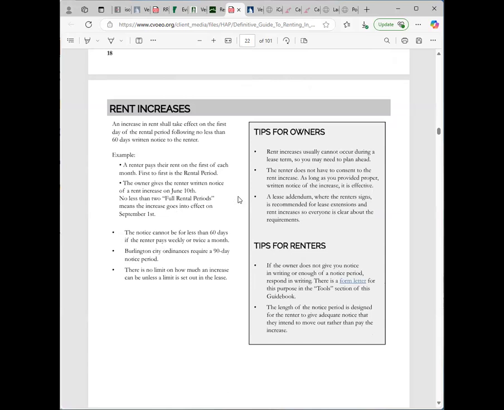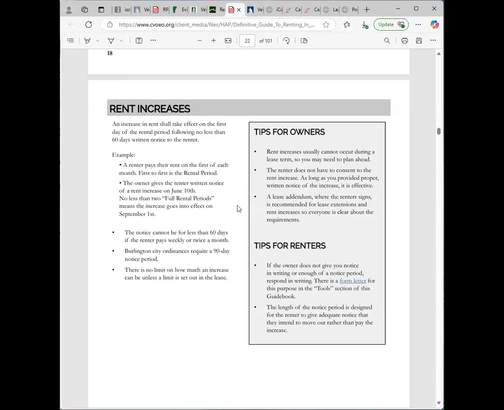And then let's talk about rent increases. This is on page 19. An increase in rent shall take effect on the first day of the rental period following no less than 60 days notice to the renter. So you've got to give notice 60 days in advance. And of course, that is in most locations if it's a fixed lease, right? Now, that's not true in every place. If you have a rental in Burlington, city ordinances require a 90-day notice period for any rent increase. However, in Vermont, there is no limit on how much of an increase can be unless the limit is set out in the lease.